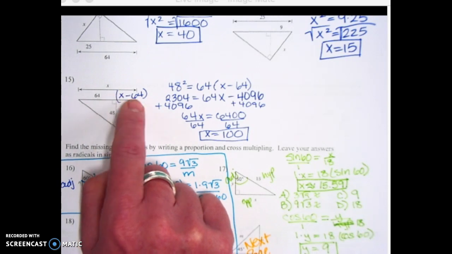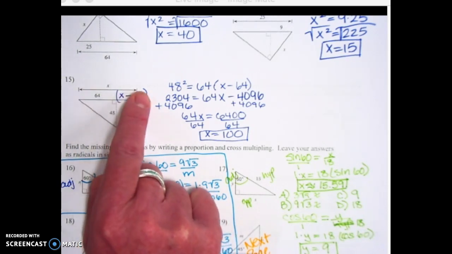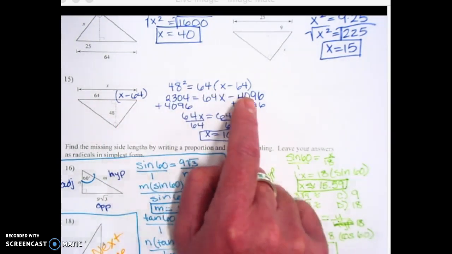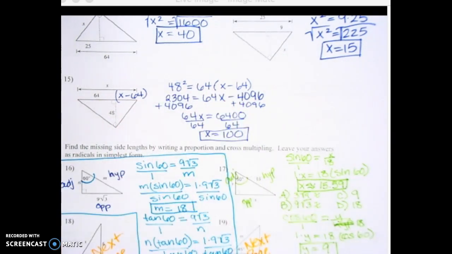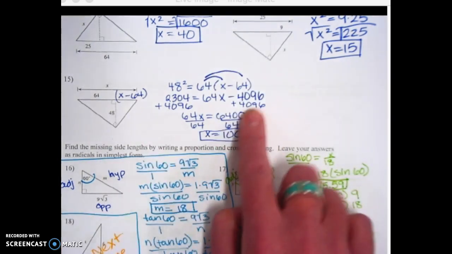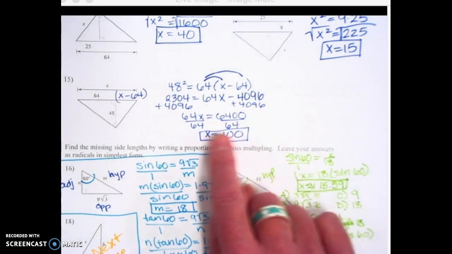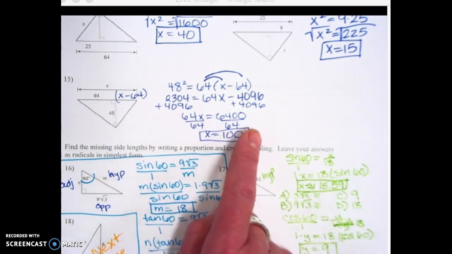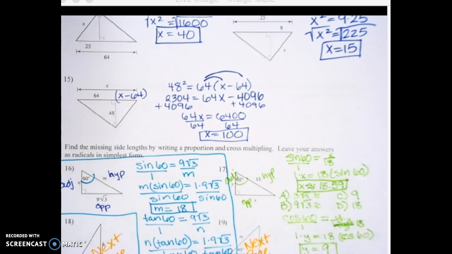Well, to get the length of this one right here, I had to take the length of the whole thing and subtract the piece I knew, which means I'm going to end up using the distributive property right here. So I multiplied 64 times x and 64 times negative 64, added the 4,096 to both sides, divided by 64, so I got x is equal to 100.